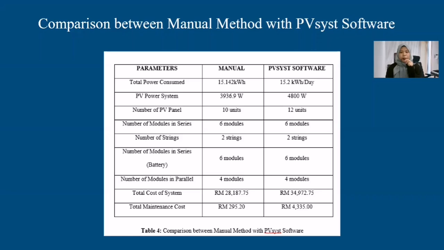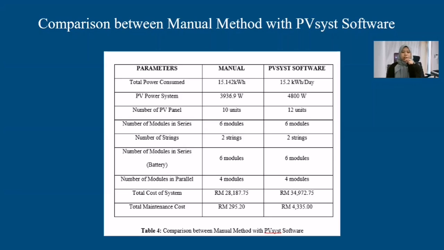Next is the PV system power. If we calculate manually, we get 3936.9 watts, and if we run the simulation, we get 4800 watts. For the number of PV panels, doing it manually we get 10 units, and in the simulation we get 12 units. For the number of modules in series, both methods give the same value, which is 6 modules, and the number of strings is also the same, which is 2 strings. For the battery, the number of modules in series and in parallel is also the same in both methods: 6 modules in series and 4 modules in parallel.